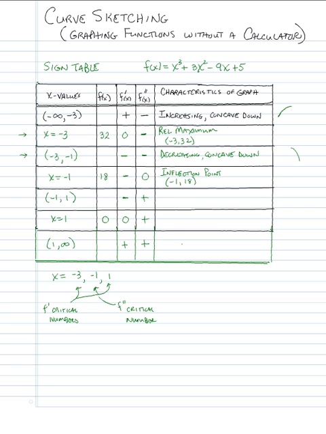Okay, so we go to the next row, and in the next row, we don't really have anything special going on because there aren't any zeros. But what we do know is that we have a negative first derivative. If we have a negative first derivative, then the graph is decreasing. And we also have a positive second derivative, so that means the graph is concave up.